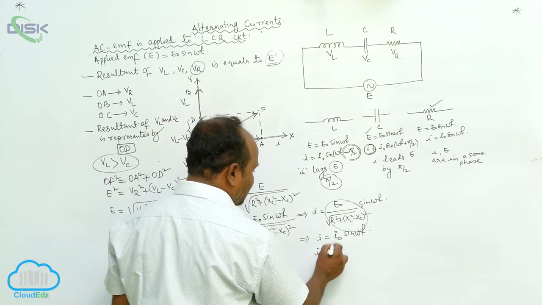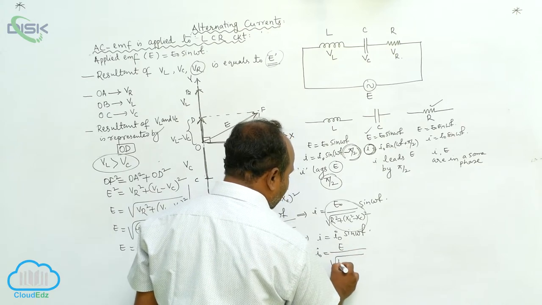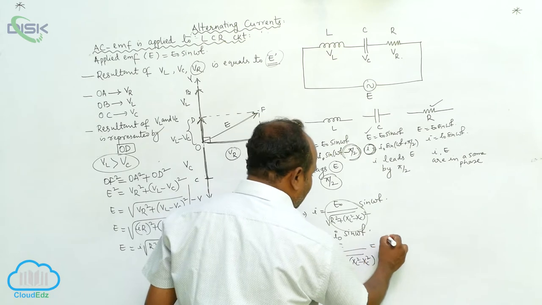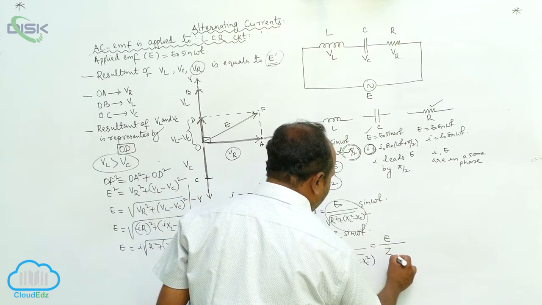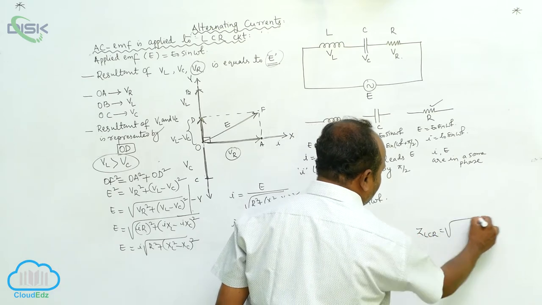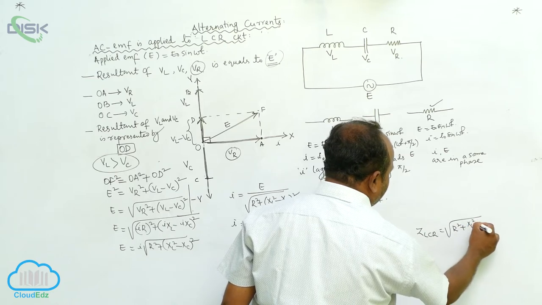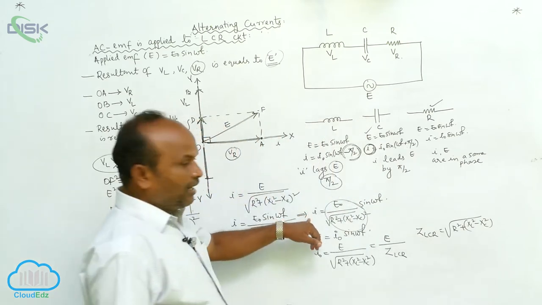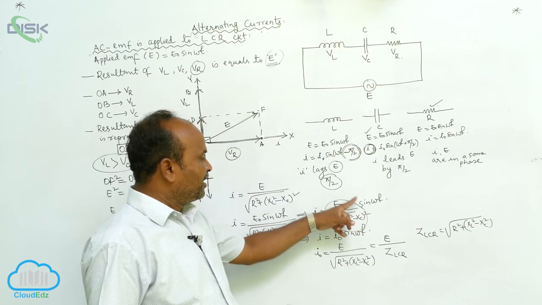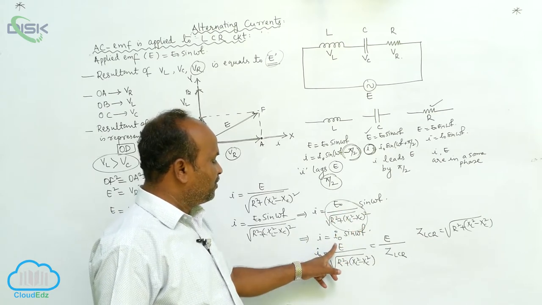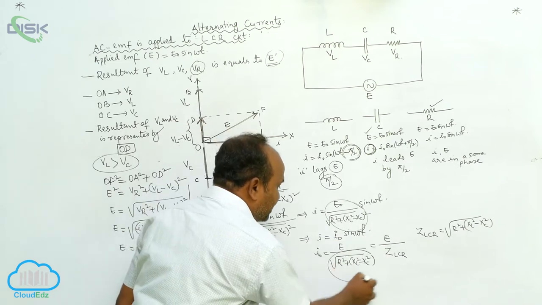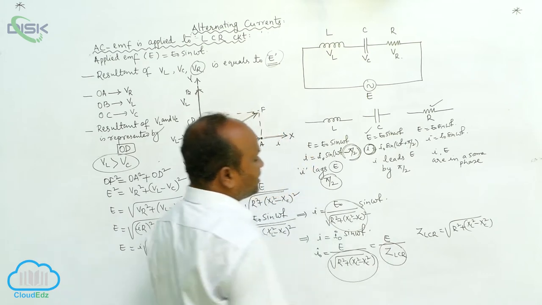Here I naught is equal to E by square root of R square plus XL minus XC whole square. Now, this is equal to E by Z of LCR. Therefore, Z of LCR is equal to square root of R square plus XL minus XC whole square. I is equal to E naught by this, times sin omega t, and this whole is represented by I naught. E by this term, the resistance term, is represented by Z of LCR.